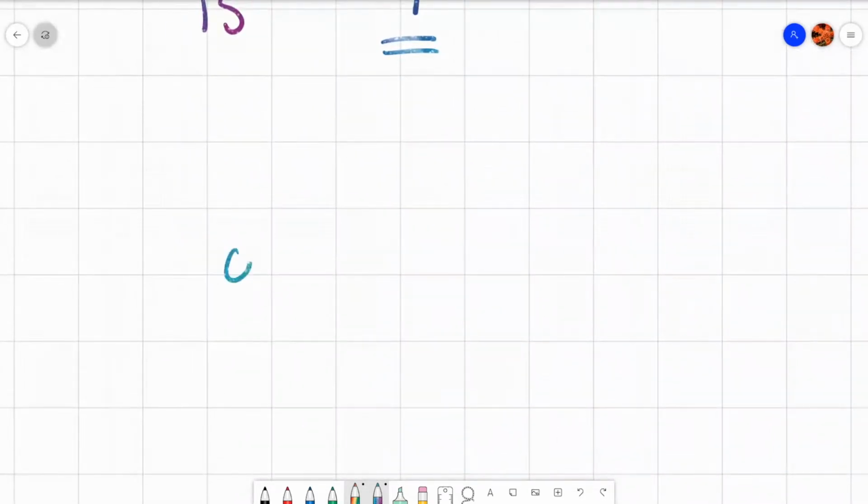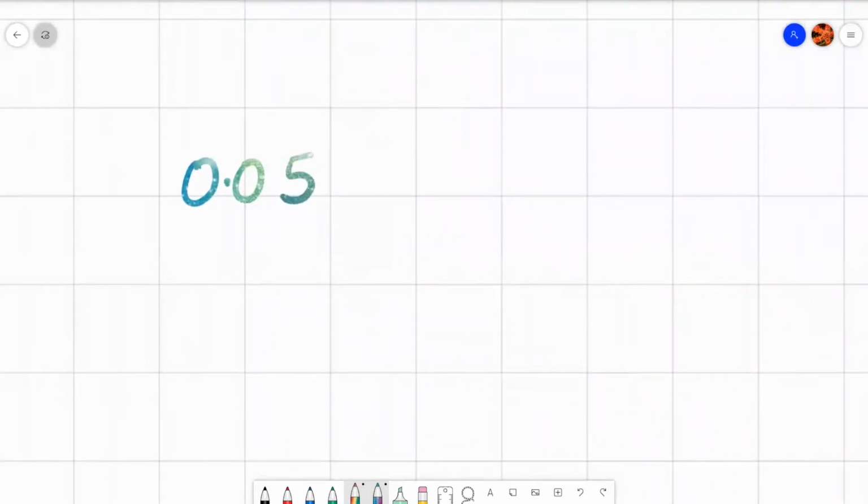We've got 0.05. We want to work out the reciprocal of 0.05. Now we can't flip this over because it's a decimal number. So what you would have to do is write this as a fraction. Okay, so we need to write 0.05 as a fraction. Well, that's going to be 5 over 100, isn't it?